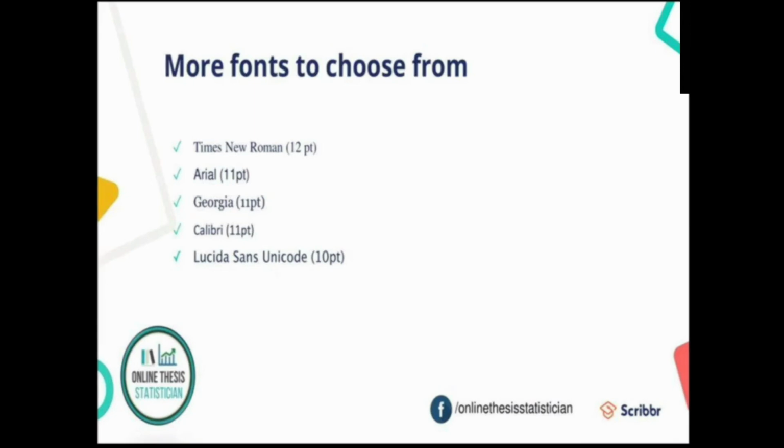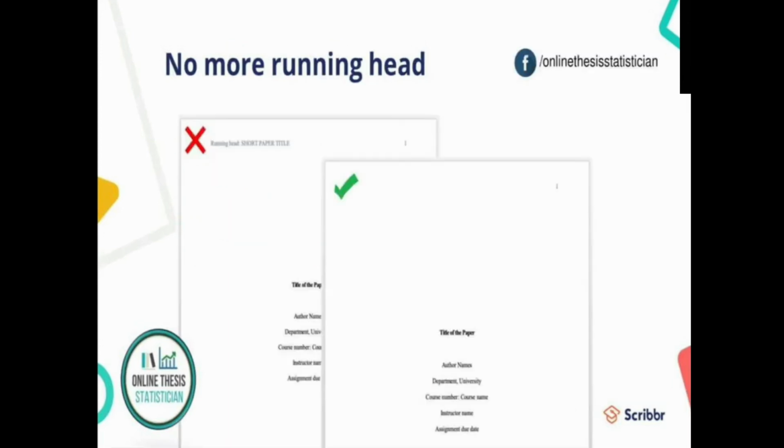Apart from that, we also have more fonts to choose from. Before, we only have Times New Roman and Arial with 12 and 11 font size respectively. But right now, we already have Georgia, Calibri, and Lucida Sans Unicode with 11 font size and 10 font size. Next, there's no more running head. And what do we mean by running head? Running head is the title above the paper.